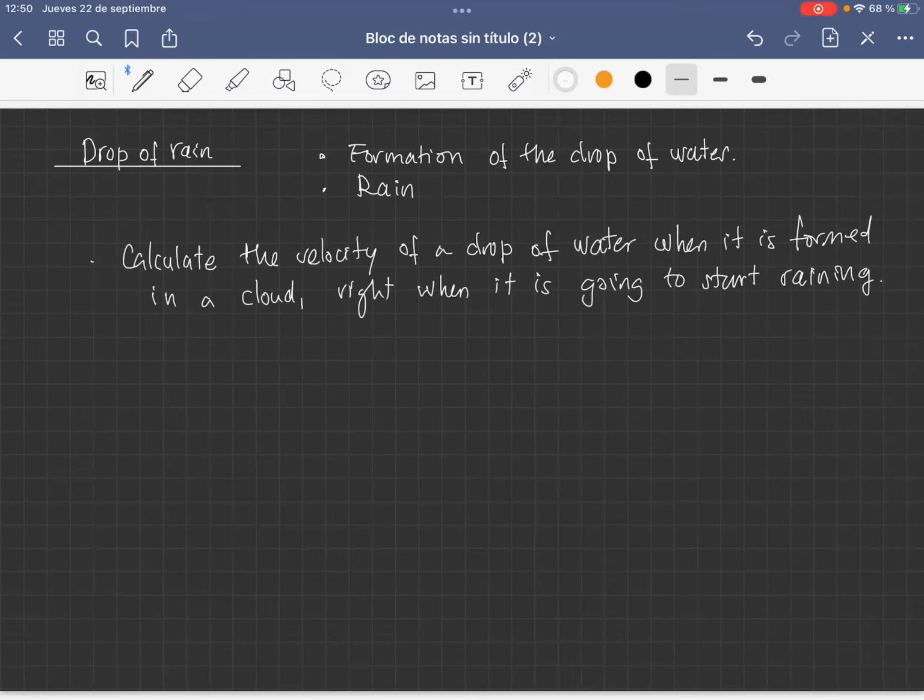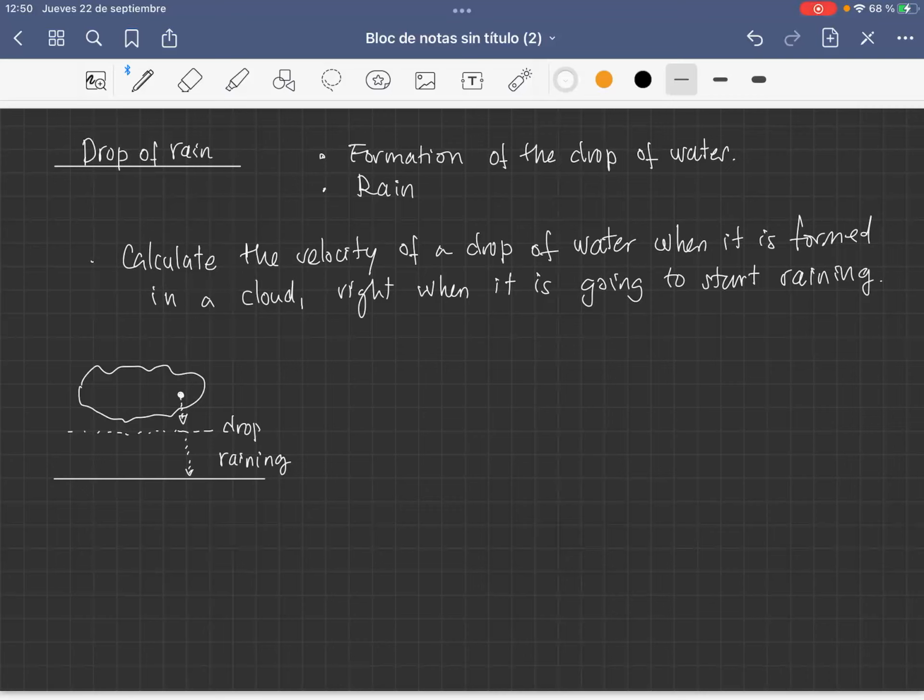My handwriting is not the best, I'm sorry. So, well, let's imagine here we have our cloud and we have two regions. First, up to a certain level, we're going to consider that by condensation, the drop is going to be forming until here. And then we will consider from this height to start raining. The rain itself.